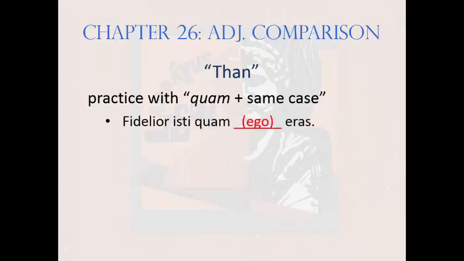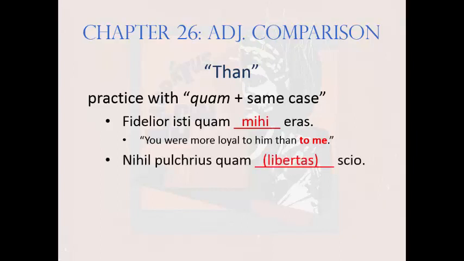Take the sentence, fidelior isti quam, some form of ego, eras, meaning you were more loyal to him than some form of I. What case of the first person pronoun ego should be used here? Well, what two things are being compared? Isti and ego. What case is isti here? It means to him, so it's dative. Thus, ego should be dative too, right? What's the dative of ego? Mihi.